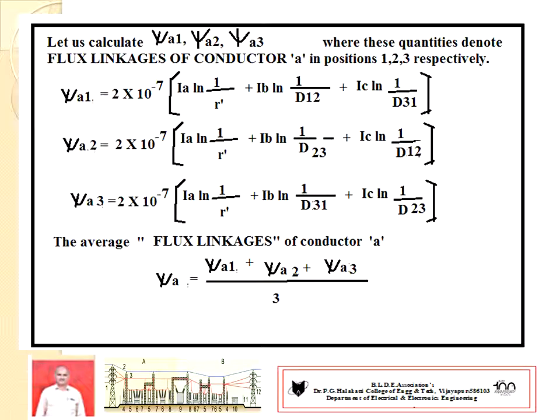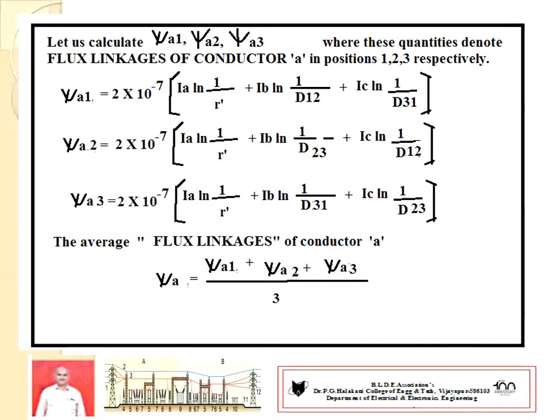In a similar fashion, now at second position, you take conductor A reaches position number 2. At that instant, the flux linkage of A at second position is 2 into 10 to the power of -7 [Ia ln 1 by r dash plus Ib ln 1 by D23, plus Ic ln 1 by D12], from second position to the other two conductors distance.